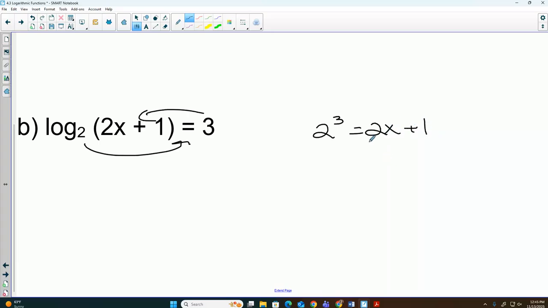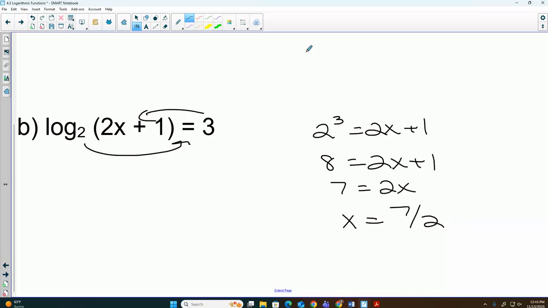Okay. What is 2 to the 3rd? So if I subtract my 1, divide by 2, I get x to be 7 halves. I have to check if I put 7 halves in here. Is 2 times 7 halves plus 1 a positive number? Yes. What would I do if it were negative? The solution. Yep. All right.